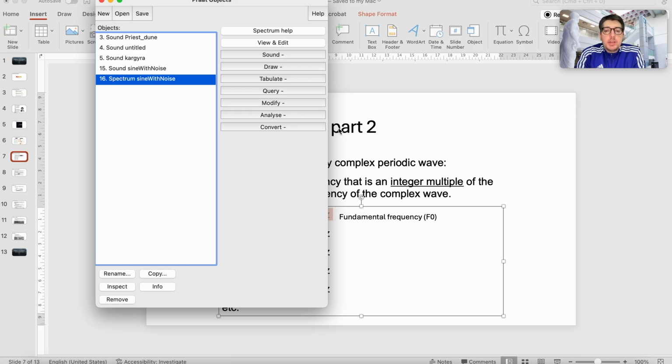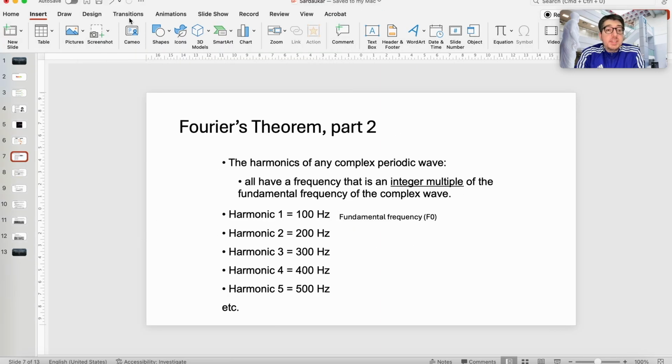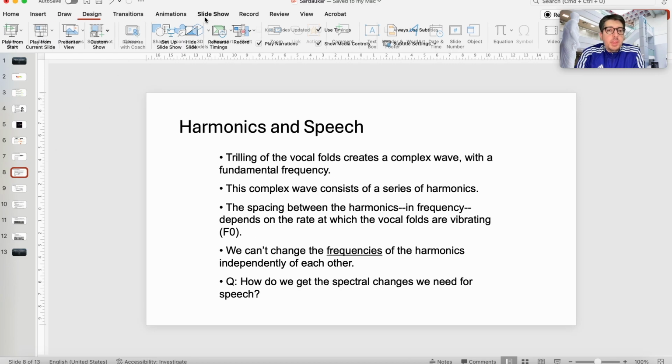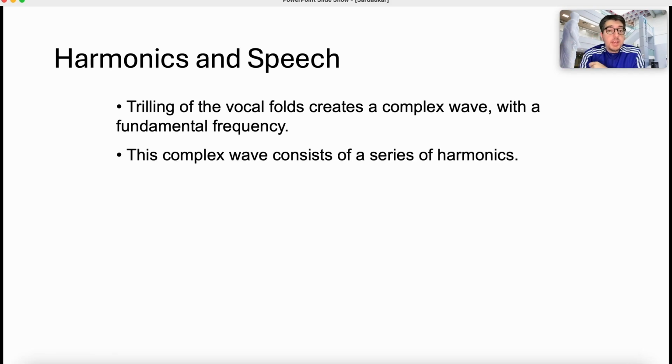Now let's move on to harmonics in speech. The trilling of the vocal folds creates a complex wave with a fundamental frequency, with its first harmonic and then second harmonic and so on and so forth. The complex wave consists of a series of harmonics.